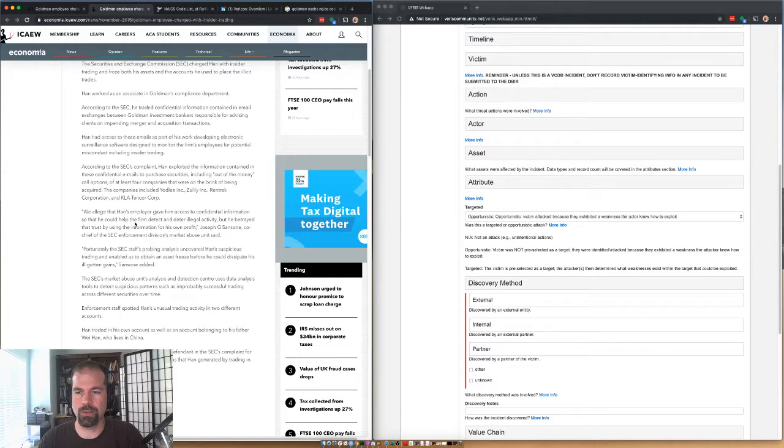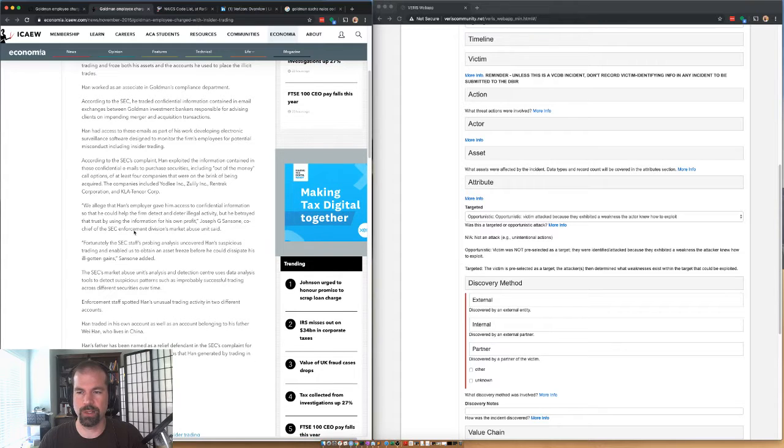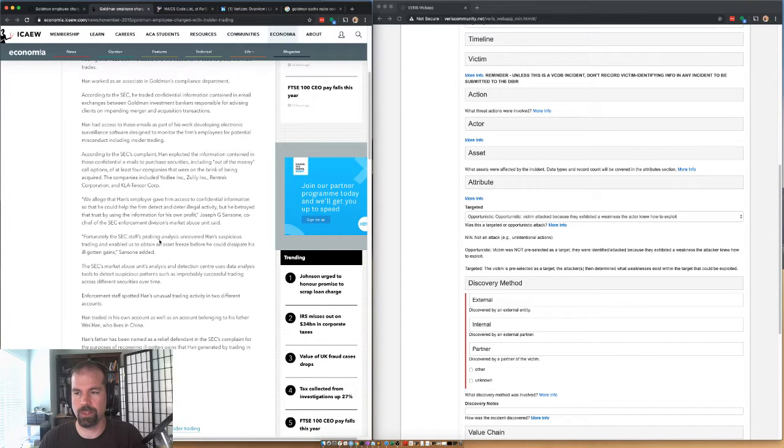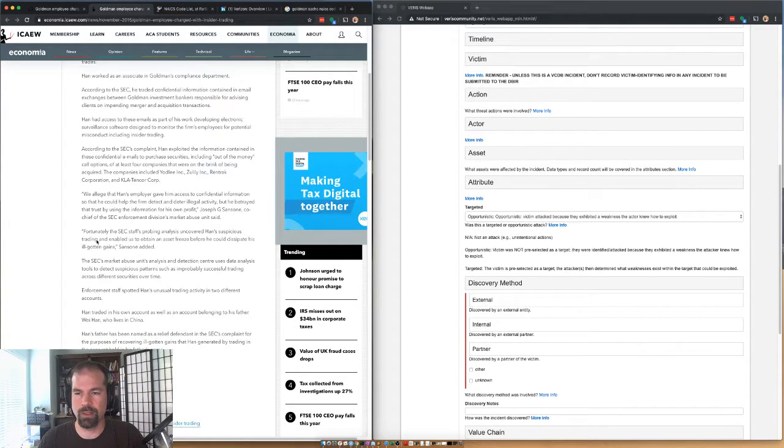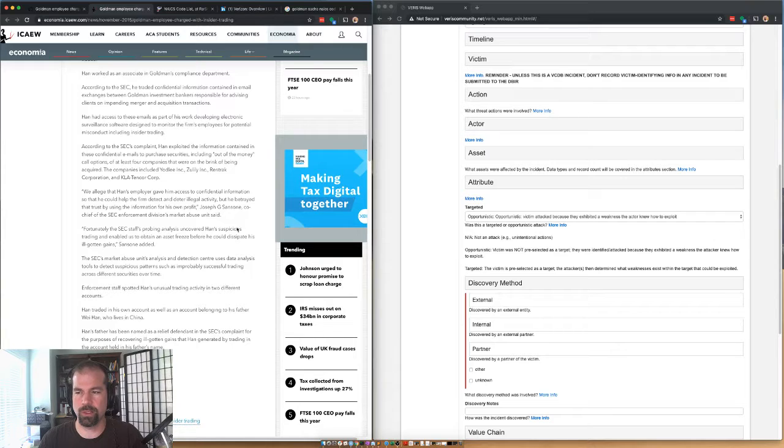Information, so it helped the firm detect and deter, but betrayed the trust. Fortunately, the SEC staff probing analysis uncovered it. So it sounds like it was detected externally.